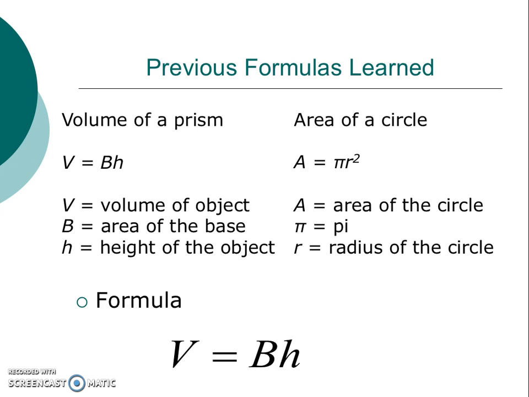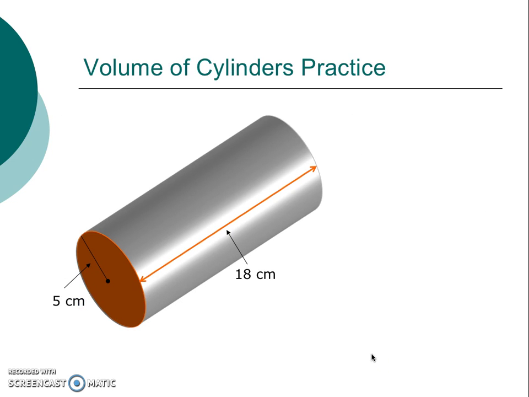So we've got our formula for a prism, volume equals base, or area of the base, times the height. I'm going to use this same formula, but I'm going to substitute in the area of a circle formula for my capital B. So now I've got volume equals pi r squared times the height. Let's look at a couple.